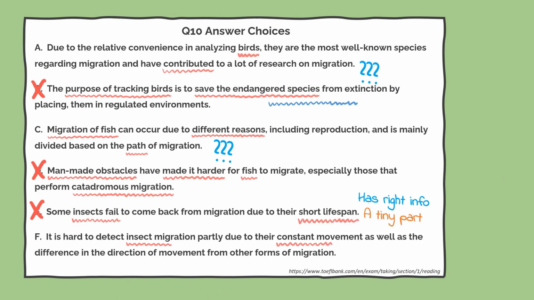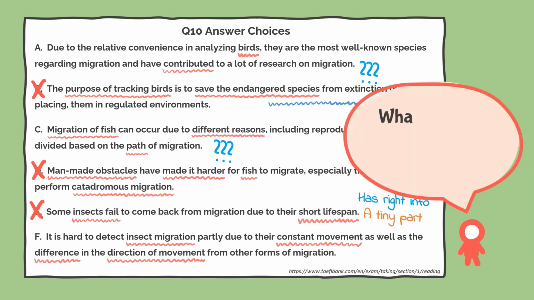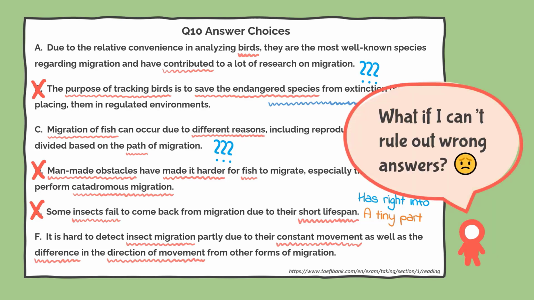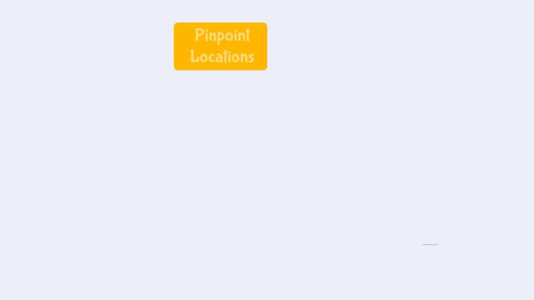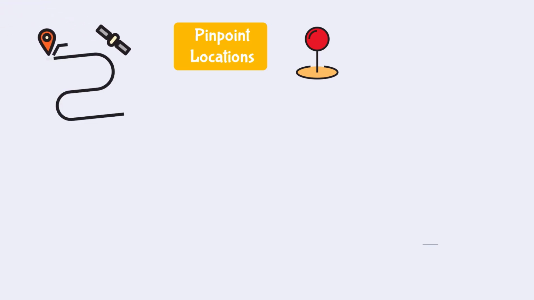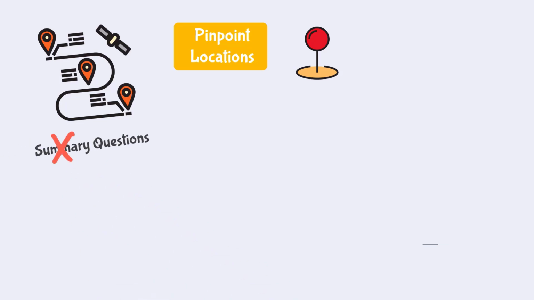F is about insect migration. These are keywords. Sometimes you can solve summary questions by only ruling out wrong answers. However, what if you can't rule out the wrong answers? Find out where in the passage these answers are related to. TOEFL pinpoints the location where you can find an answer to a given question, but not including summary questions.